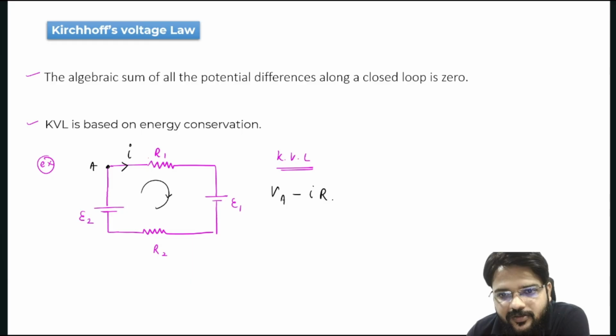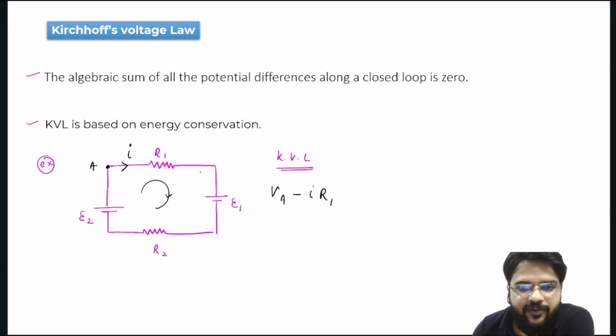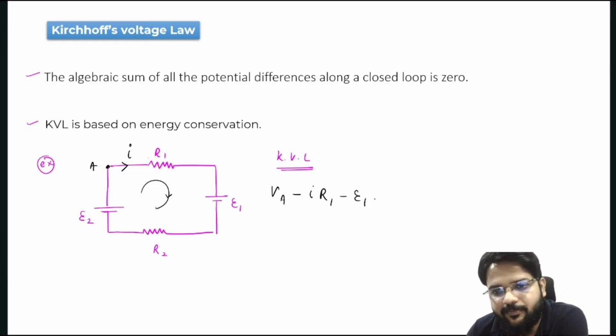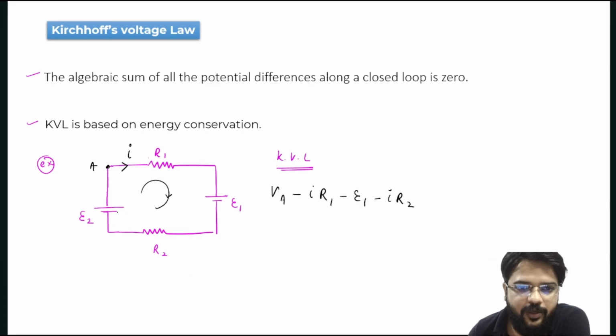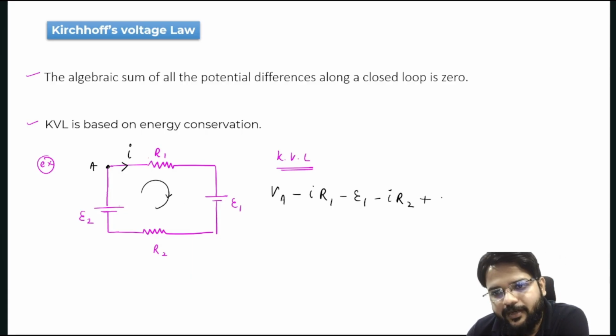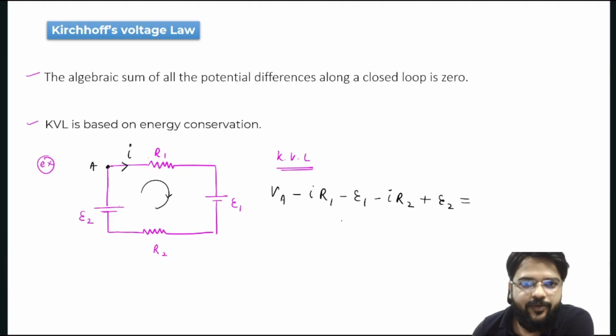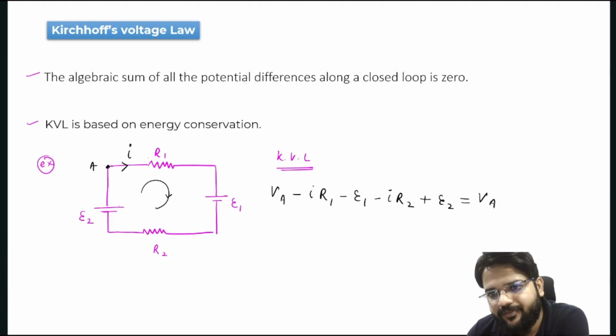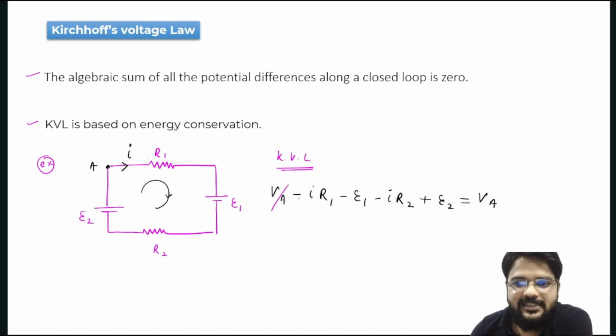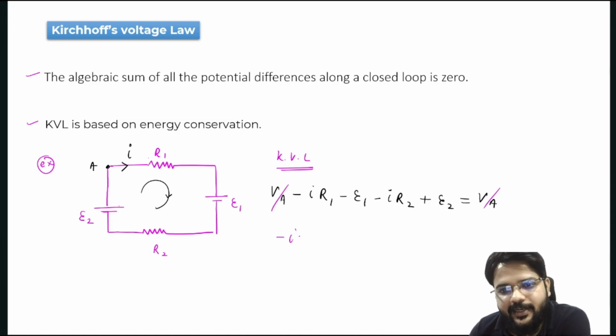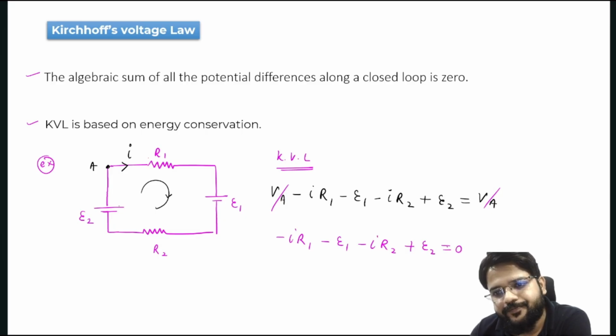This thing we know. So minus IR1. Then further we will move, then we have one battery, we are going higher to lower, then minus E1. Further we will move, then we have a resistor here, then minus IR2. Then again here we have one battery, we are going lower to higher now. That's why we will write plus E2. Now we are at this A point, so equal to VA we will write. Now VA is cancelling, then what we have: minus IR1 minus E1 minus IR2 plus E2 equal to 0.